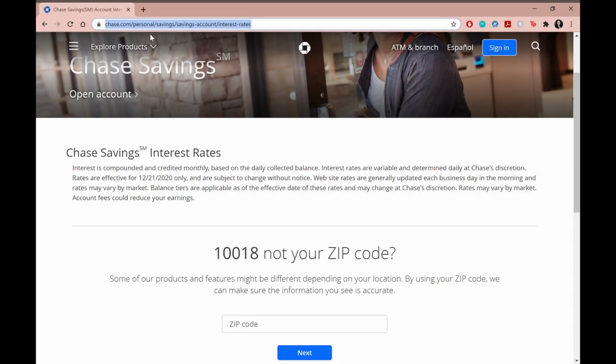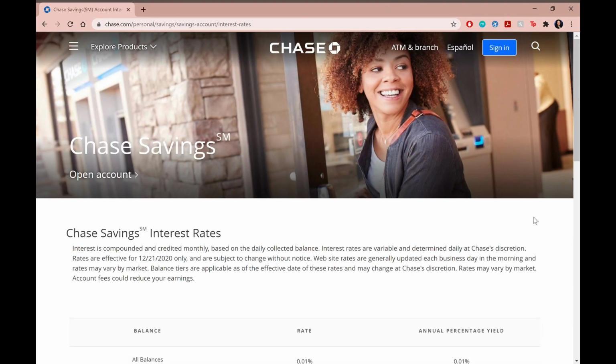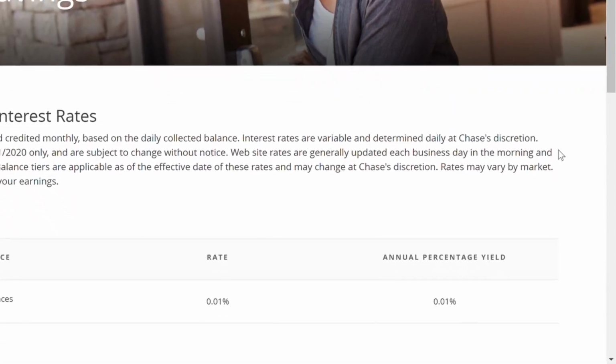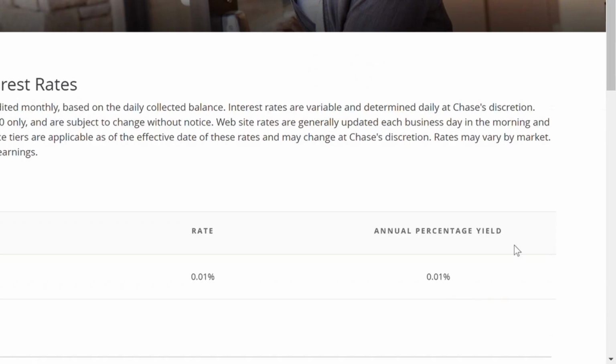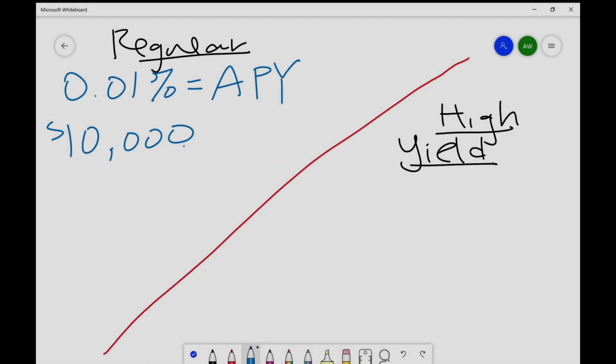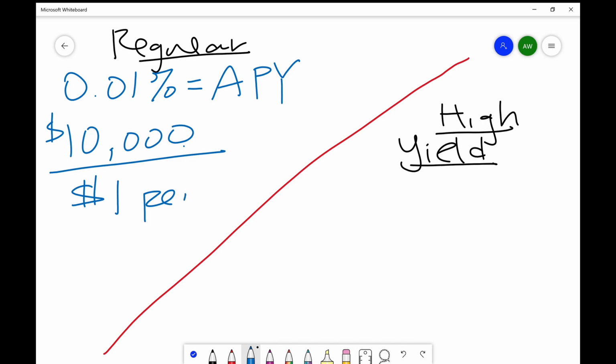So let's take a look at an example. Here we have the interest savings rate for Chase, which is one of the major financial institutions that you can open a savings account with. Here, the savings account rate for Chase is at 0.01% APY. This means that for every $10,000 you deposit into your savings account, you'll get 10,000 times 0.01%, which is only $1 a year of earned interest.